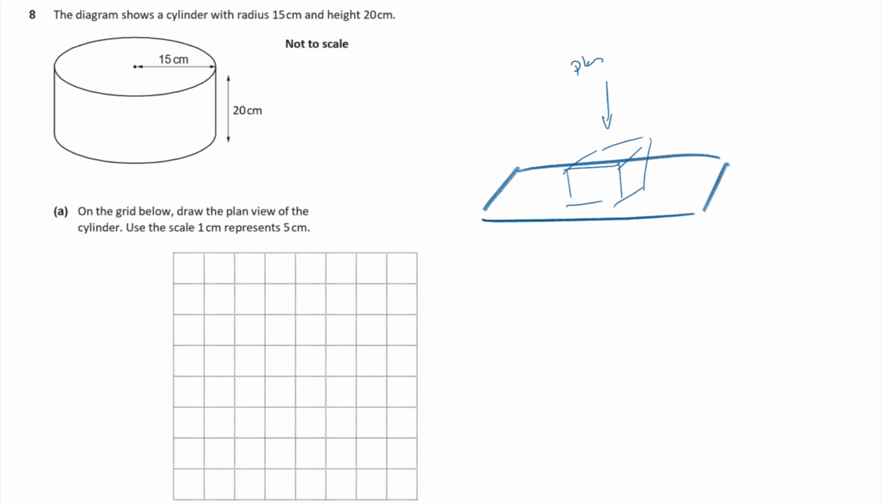Either way, it's going to be a circle, isn't it? Because if you look straight down on this object here, you're going to be looking down on that circular top. So what we need to do is show that circle on the diagram. Now we need to be using a scale of 1 centimeter represents 5 centimeters on the actual thing. So if I picked a point in the middle, which is going to be the center of my circle, then that 15 centimeter radius would take me out to 3 squares. It'd be out to here, wouldn't it? So I need to draw a circle that is centered there and it goes through there.